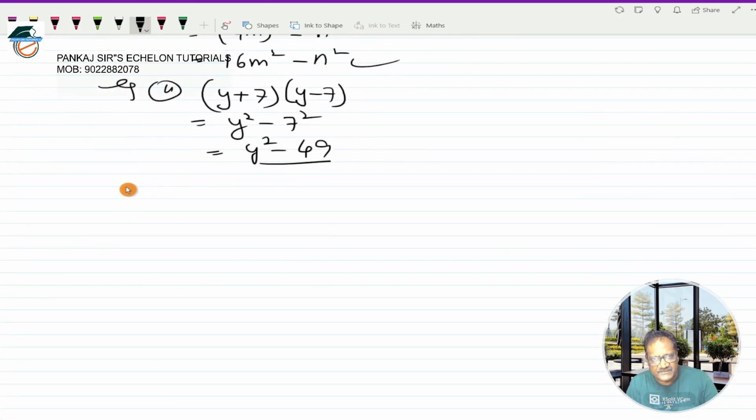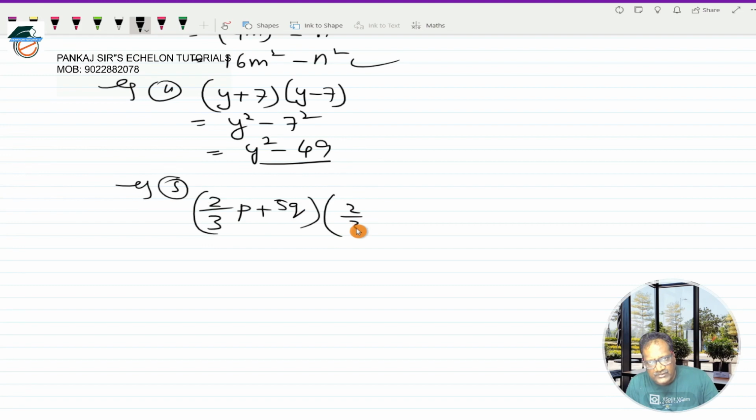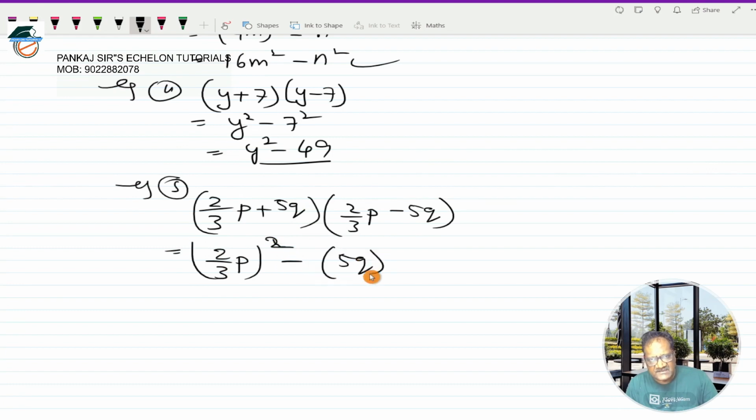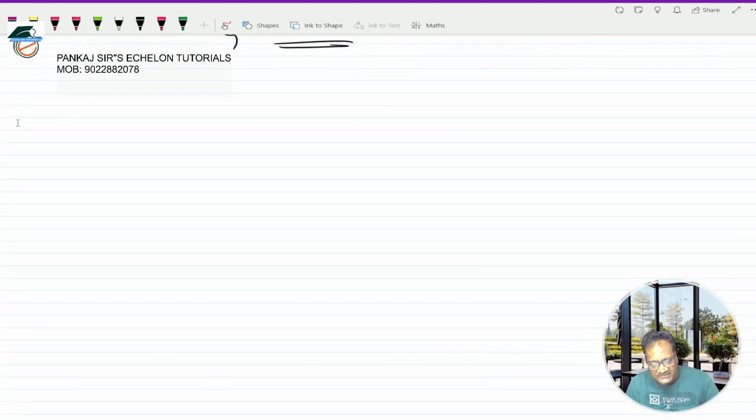Fifth one, example 5. This is 2 upon 3 times p plus 5q times 2 upon 3 p minus 5q. All these 5 questions, just now what I did, were based on a plus b into a minus b. Okay, so this will be a square minus b square. A square minus b square. B is nothing but 5q. So this will be 2 square 4, 3 square 9, so 4 upon 9, and then p square minus 5 square is 25, q square. The answer.